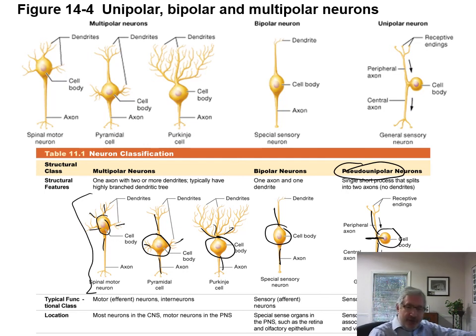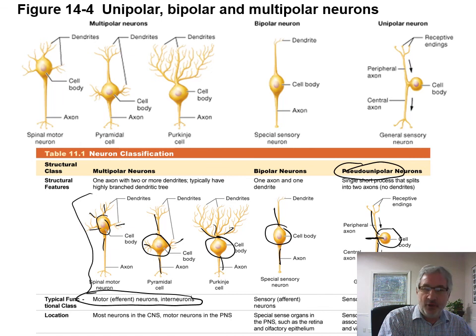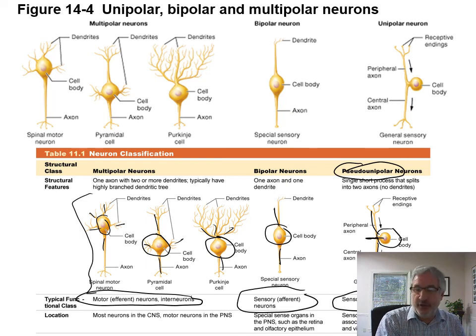And your functions for these: your multipolar are your motor neurons and interneurons. Your bipolar are sensory, and your unipolar are sensory. The bipolar are only found in the special sense organs, such as the retina and the olfactory epithelium. The unipolar ones are found associated with the touch, pain, and vibration receptors, like we talked about earlier in the slides. Next slide.